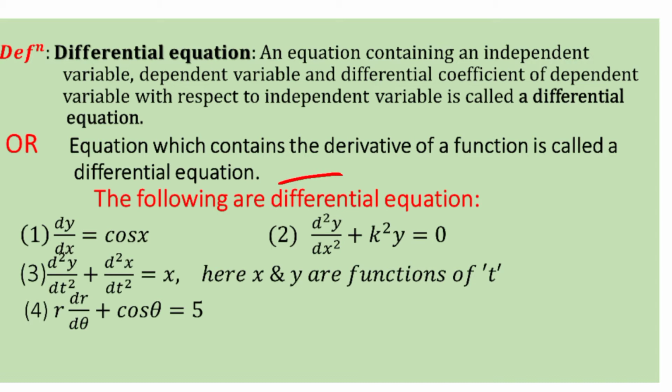So the following are differential equations. First, dy upon dx is equal to cos x. Second, d2y upon dx square plus k square y is equal to 0. Third, d2y upon dt square plus d2x upon dt square is equal to x. Here x and y are functions of t. Fourth, r dr upon d theta plus cos theta is equal to phi. These are the examples of differential equation.